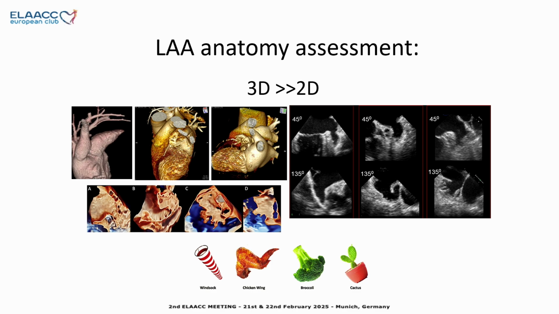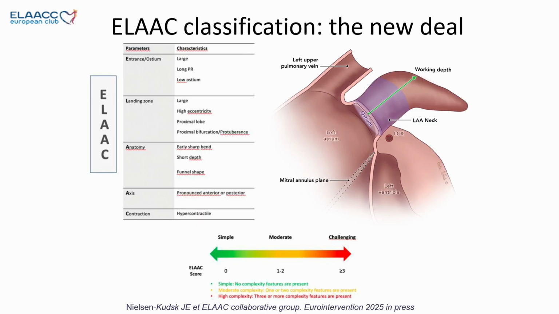Turning to the anatomy now, I think there is no doubt now that the 3D datasets provided either by CT and now by 3D TEE are far superior to 2D TEE to evaluate this well-known classification that we've been using for more than 15 years. And it is even more important, I guess, with the new ELAACC classification proposed and introduced by the group here, which is really, I guess, a new deal regarding the anticipation of a complex procedure associated with complex anatomies.